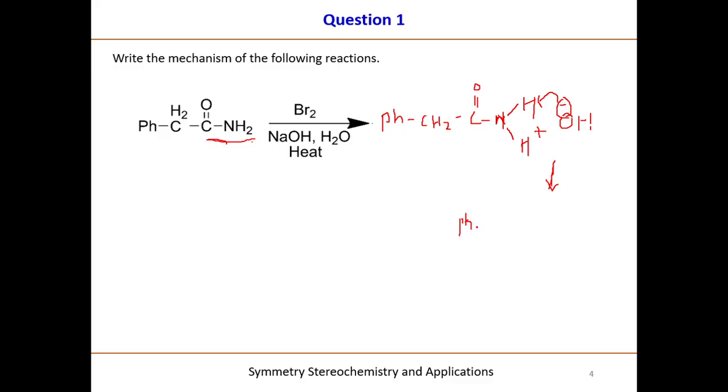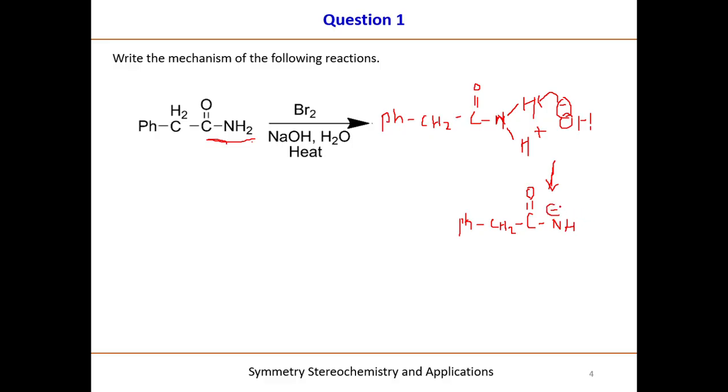See, the whole group is not getting affected. This phenyl and CH2 group will remain as it is. Only the reaction is taking place at the amide position. So then this amide will become NH minus, correct? After deprotonation, it will become NH minus. The very first step.